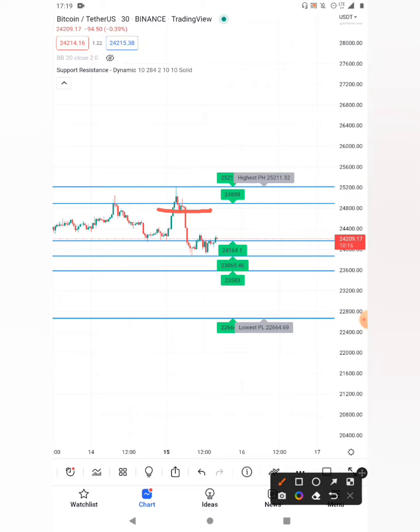Now, how do you actually resolve this kind of situation? What do you need to do to get out of this situation? How do you discover that there is actually a trap going on, and the institutional traders, the banks, and the big guys are actually trying to play on your intelligence?